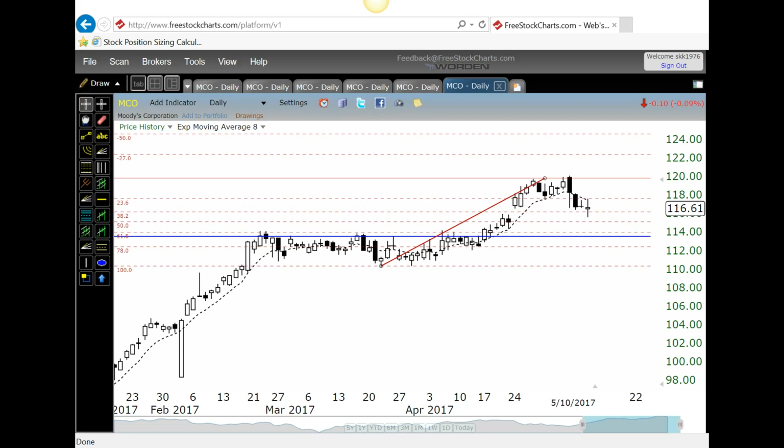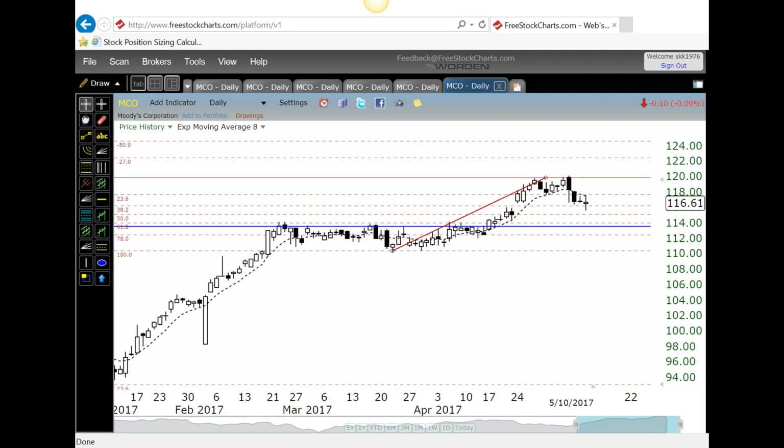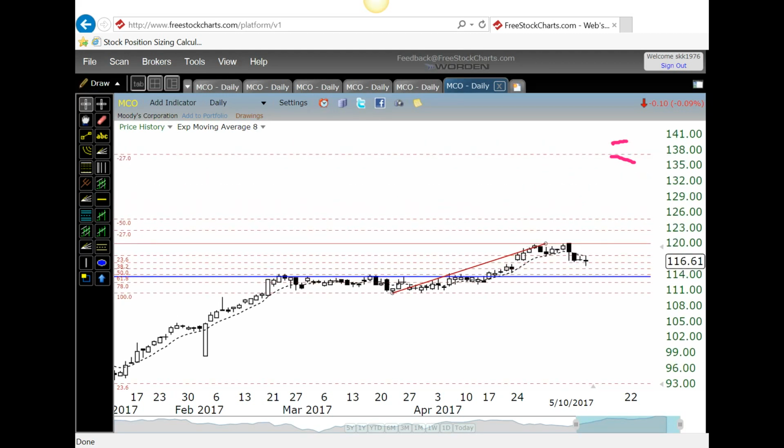The 122 price point would be the short-term target, and then 122 could be the next target short-term. And if you're talking about a long-term target, let me just draw this again, 123, 125, and then long-term will be around 136 or so. So that would be the target for Moody's Corporation.